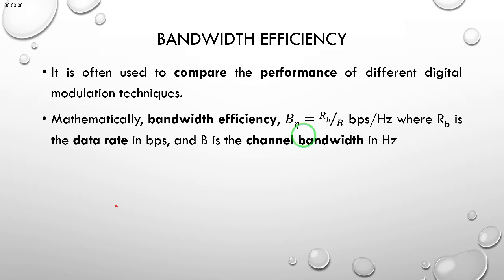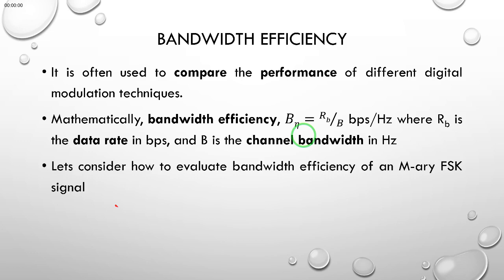Mathematically, bandwidth efficiency is defined as the ratio of bitrate (RB) divided by the channel bandwidth, which gives us a unit of bps per hertz, where RB is the data rate or bitrate, and B is the channel bandwidth measured in hertz. So we'll now consider how we can evaluate the bandwidth efficiency of an M-ary FSK as well as other multiple-level modulation schemes like M-ary PSK.